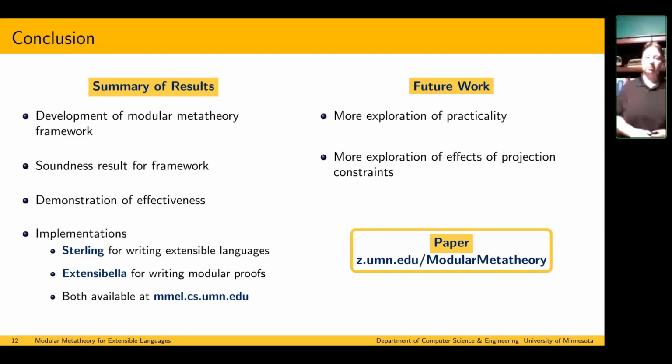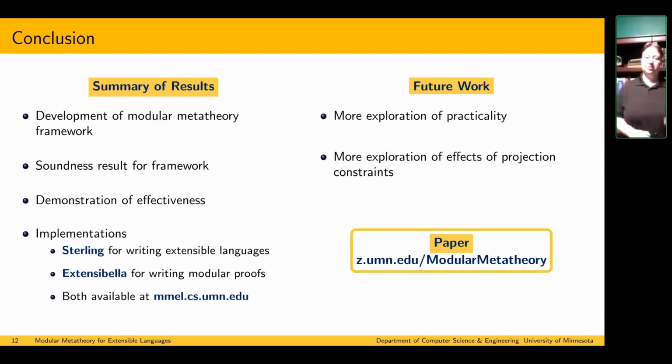Our paper also includes a demonstration of the effectiveness of our framework with a small language proving foundational and auxiliary properties for it. And finally, our paper introduces implementations of both the language framework, which is Sterling for writing the components independently, and Extensibella for writing the modular proofs for them. In addition, Extensibella implements our soundness result, taking the modular proofs and combining them to create an Abella proof, where Abella is a proof assistant, so we're producing machine checkable proofs. And both of these implementations are available at our website.